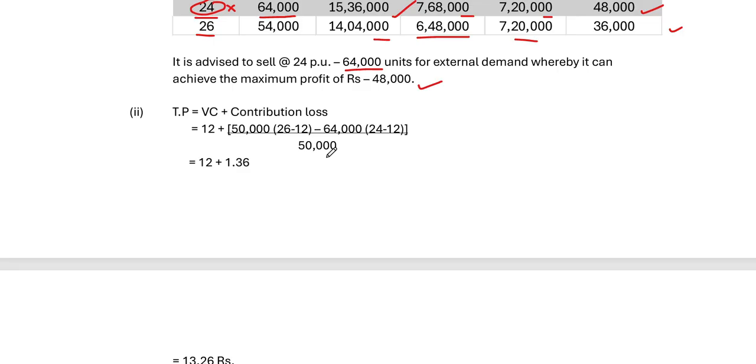So in the second part, we will calculate transfer price. The formula for transfer price is variable cost plus opportunity loss. That means contribution loss, that will be our opportunity cost. Variable cost is given as 12 rupees per unit. Now, what is the opportunity cost? It is the loss of contribution when X transfers internally instead of selling in the outside market.